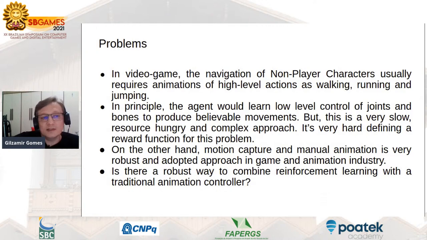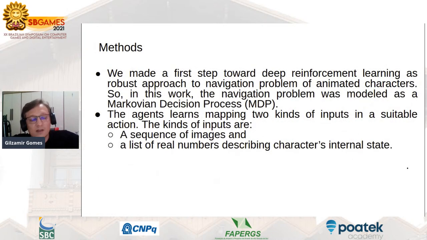We have some problems. In video games, the navigation of non-player characters usually requires animations of high-level actions such as walking, running, and jumping. In principle, the agent would learn low-level control of joints and bones to produce believable movements. But this is a very slow, resource-hungry, and complex approach. It's very hard to define a reward function for this problem. On the other hand, motion capture and manual animation is a very robust approach adopted in the game and animation industry. So the question is, is there a robust way to combine reinforcement learning with a traditional animation controller? For this, we made a first step towards deep reinforcement learning as a robust approach to the navigation problem of animated characters.